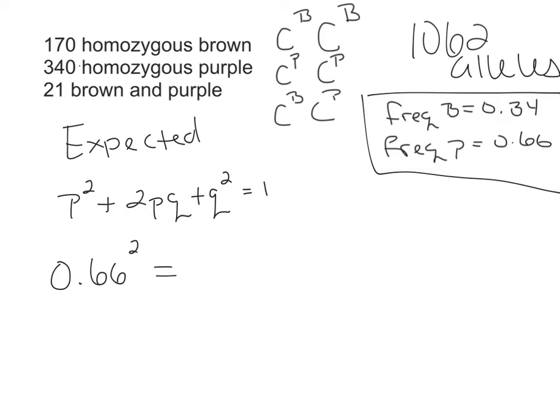Okay, so that number is going to equal 0.4356. To get our q squared, we're going to take 0.34 and square that. This gives us 0.1156.